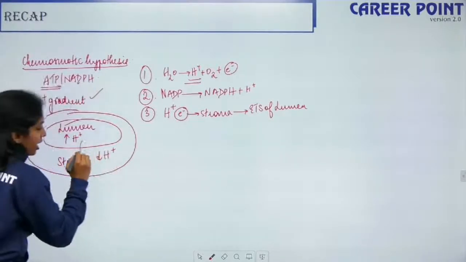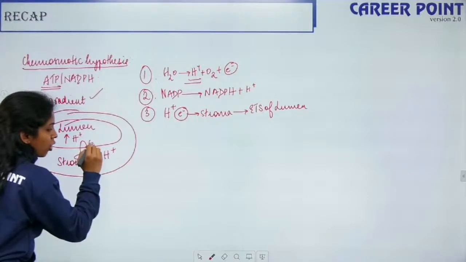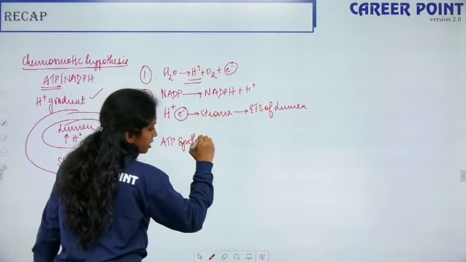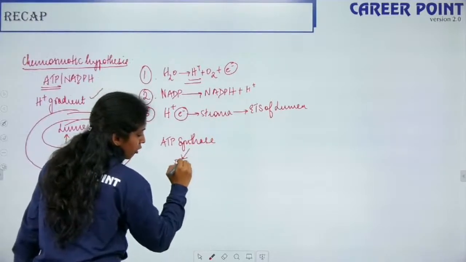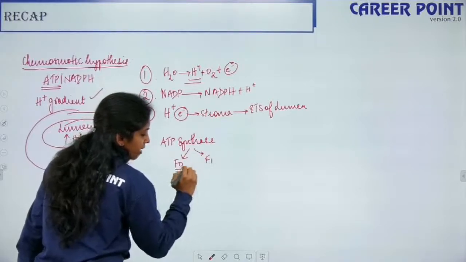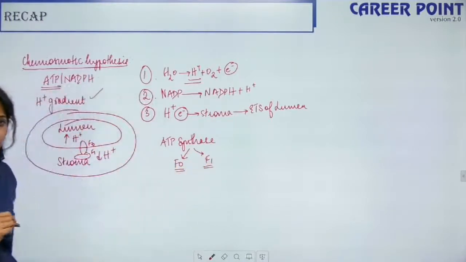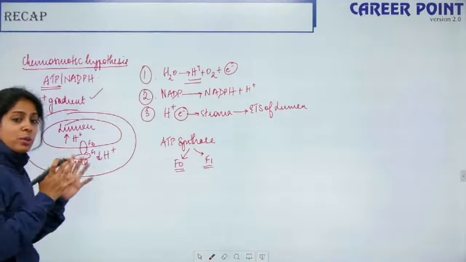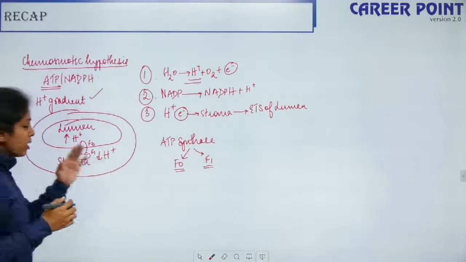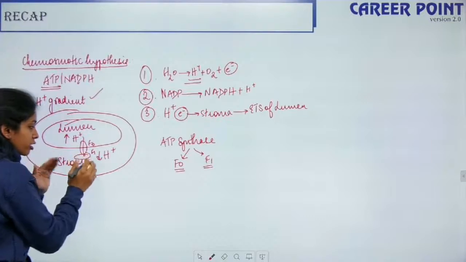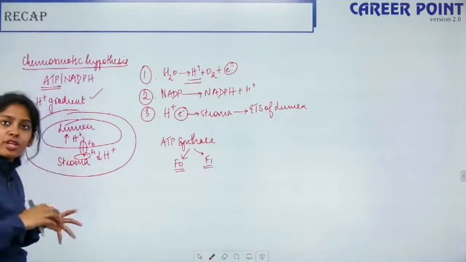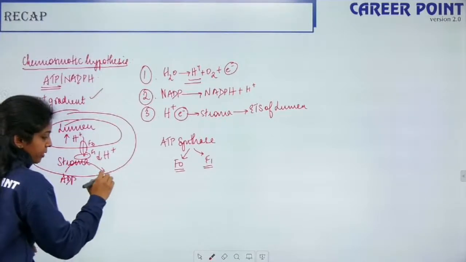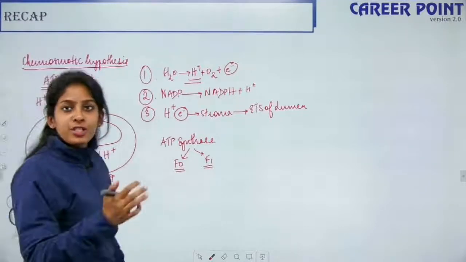To break down the gradient, you have the F0 and the F1 of ATPase. So you have a component that is called ATP synthase. This ATP synthase has two components, F0 and F1. F1 is a peripheral membrane protein, F0 is an integral membrane protein. You'll understand more when I teach you biomolecules, alright. So when the lumen senses it has more H plus concentration, the H plus tries to move across the F0. When it moves across the F0, there's a conformational change in the F1, thus converting your ADP into ATP. So this is how your ATP is produced.